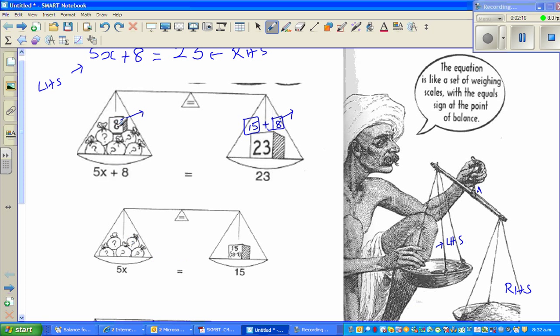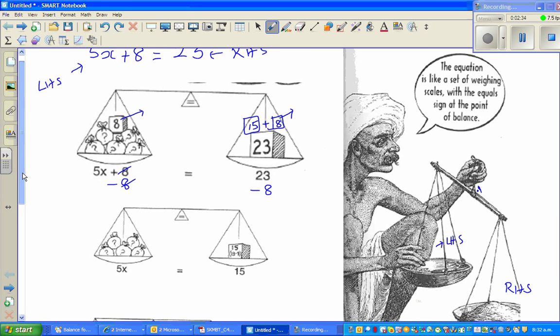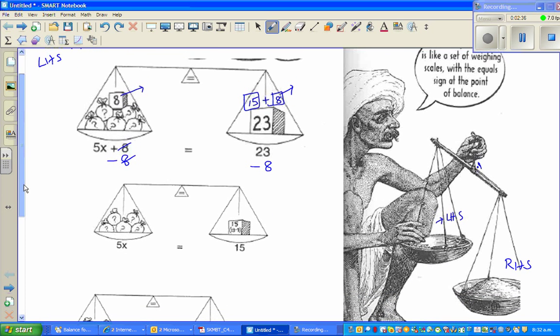Okay, so what happens? This 8 went away. So what we have done is, you have taken away 8 from this side, so you have to take away 8 from this side. That's what we are doing. So if you take away 8 from this side, this and this will get cancelled. And you can see 23 take away 8 is 15. Okay, so this is the second step.